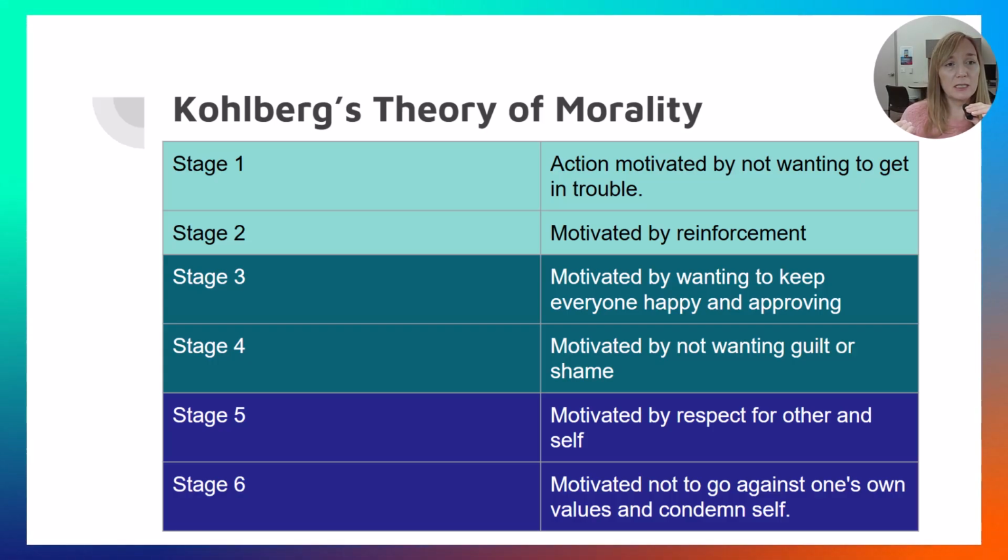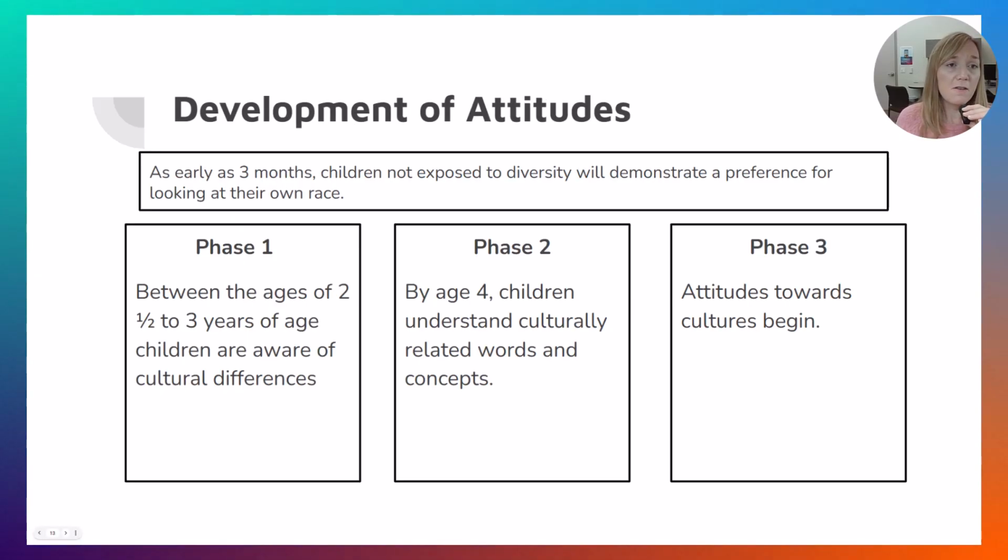So you can see how it progresses from I'm just thinking about what I want, to I'm thinking about what everybody else is thinking, to now I'm taking in lots of different factors, and I'm also weighing who I want to be and who I want to be thought of as a person. How do I want to be thought of? All right, so those are our theories of moral development.